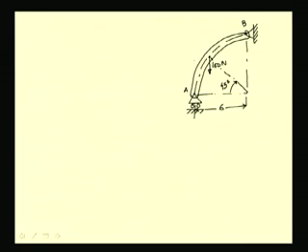Let us say we are interested to find the shear force and bending moment that occur in this beam as a function of theta, where theta is taken from the point A towards the point B. So, we are interested to find V, the shear force, and bending moment as a function of theta.